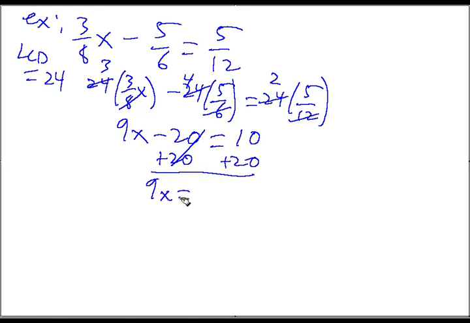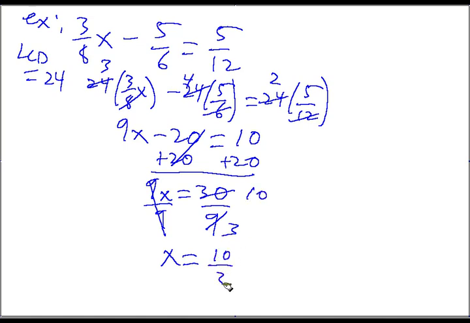So we get 9x is equal to 30. And then divide both sides by 9. We get our result here as x equal to 30 over 9, which I can reduce. 3 goes into both. 3 into 9 3 times. 3 into 30 10 times. So this will be 10/3 as our solution here. Hopefully we can see that without too much trouble here.